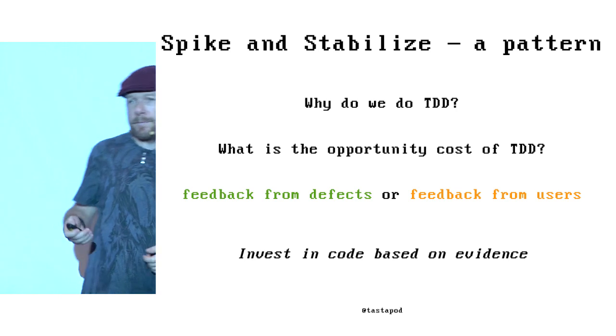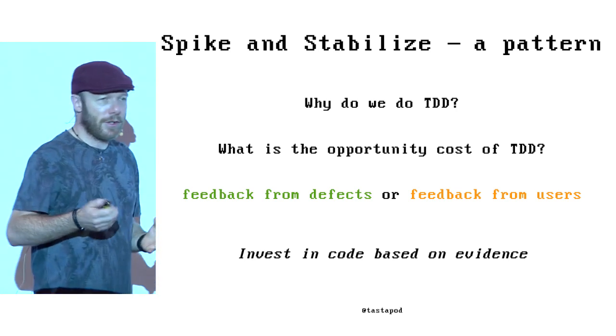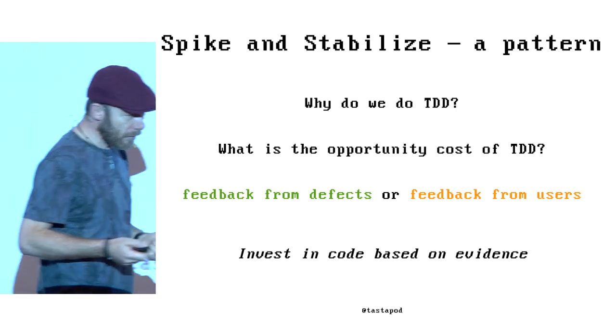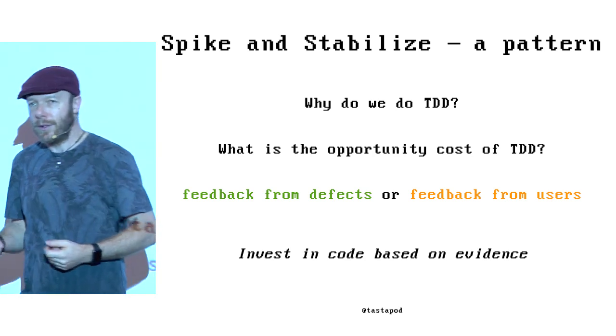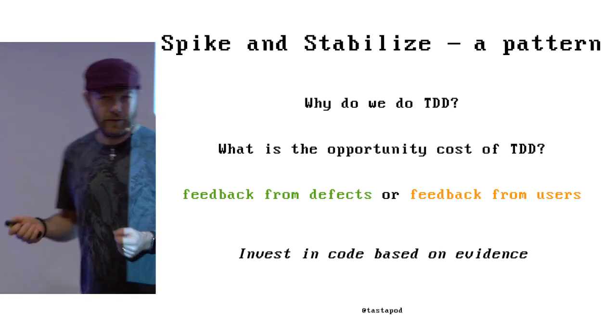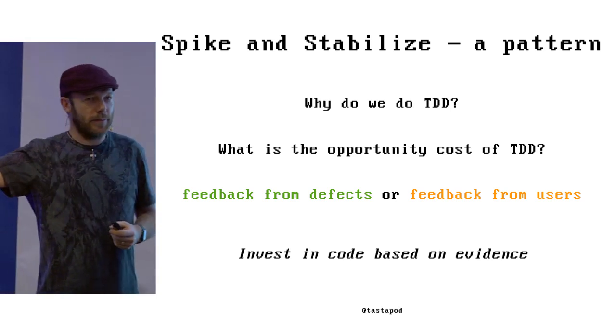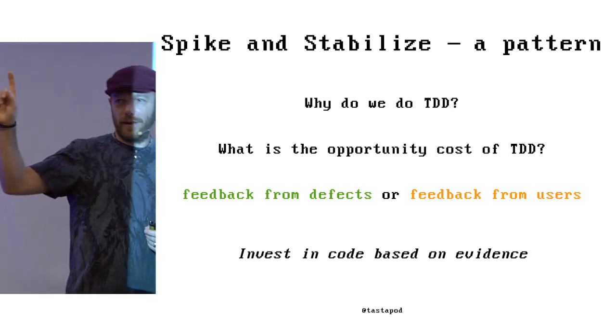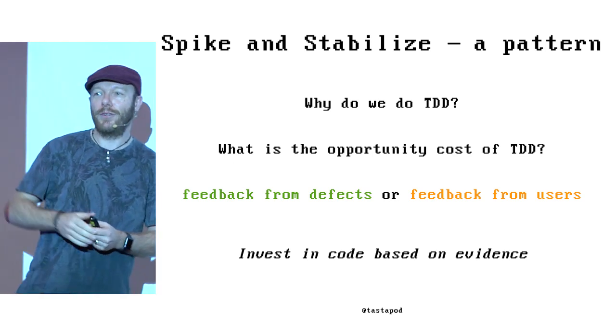So, okay, I want to describe a pattern to you briefly, a development pattern that I use, called spike and stabilize. So the idea with spike and stabilize is this. Who knows what a spike is? Put your hands up if you know what a spike is. So that's about, I don't know, about 20% of you. Not as many as used to.